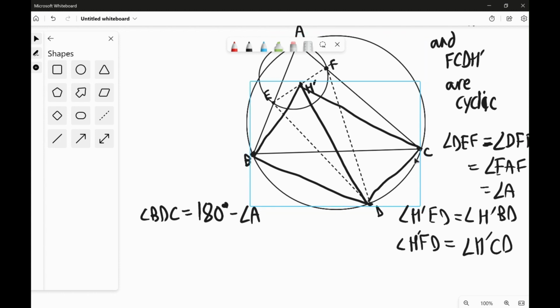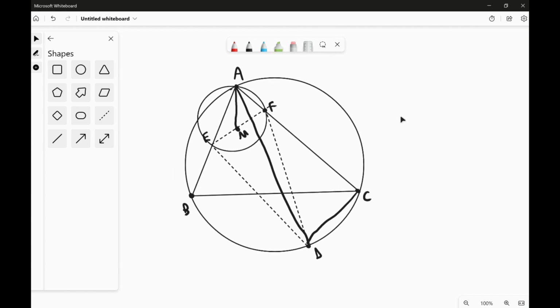That's what we wanted to prove, and this is actually enough to show that H is the midpoint of EF, since BHCD is a parallelogram where H is the orthocenter. Therefore, H equals H prime, and we're done. Actually, we can say even more about this. If M is the midpoint of EF, and AD is the intersection of the tangents, D is the intersection of the tangents at E and F, then angle EAM turned out to equal angle FAD. And they're both equal to 90 minus B.